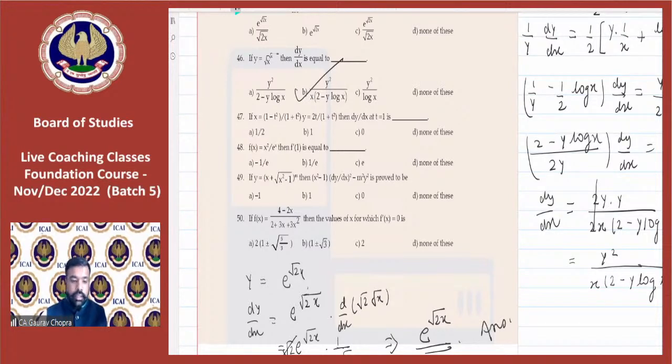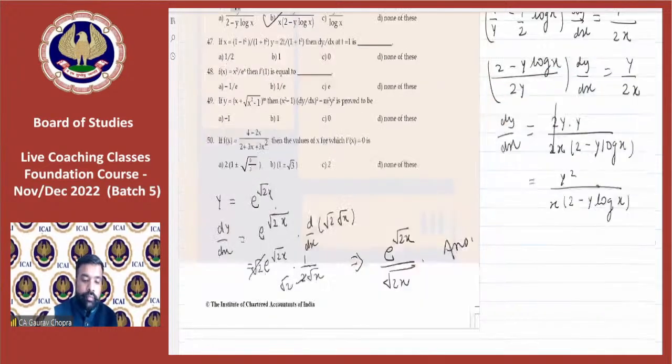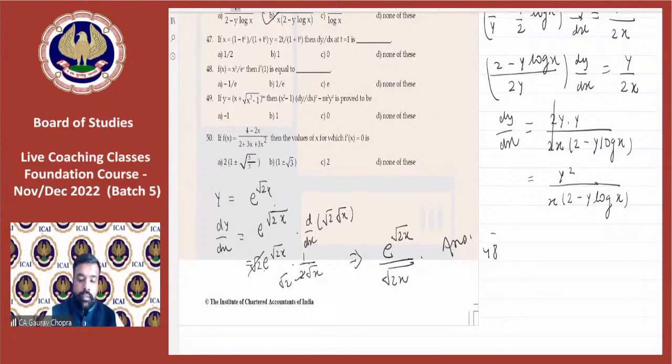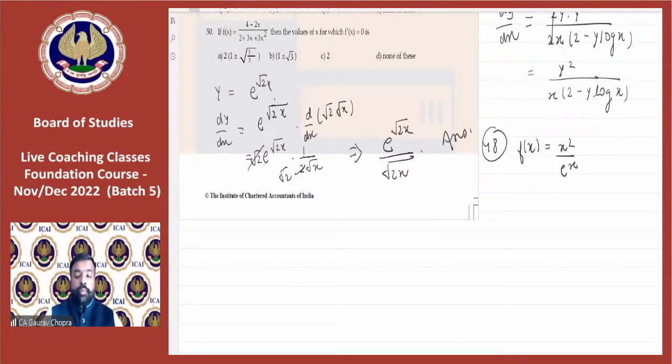Then let's do one more. Question number 48. x square upon e to the power of x is the function, and we have to find out the value of f dash 1. Let's do 48 here. f(x) is equal to x square upon e to the power of x. Since there are two functions, one in the numerator and the other in the denominator, we have to apply the quotient rule.